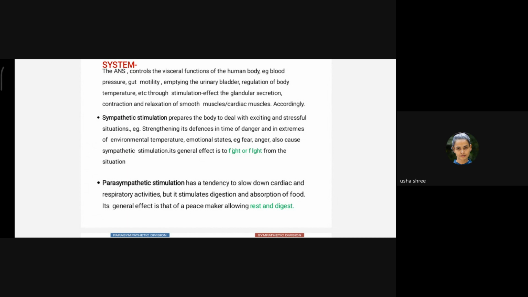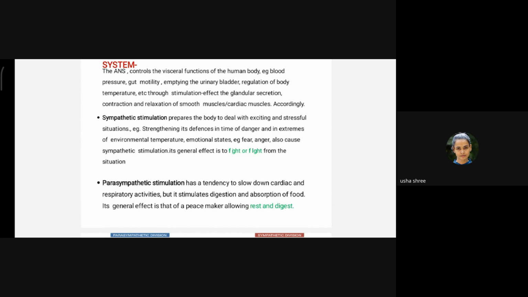Okay, for example, strengthening defenses in time of danger, in extremes of environmental temperature, and emotional states. For example, fear and anger also cause sympathetic stimulation. Its general effect is fight or flight from the situation.